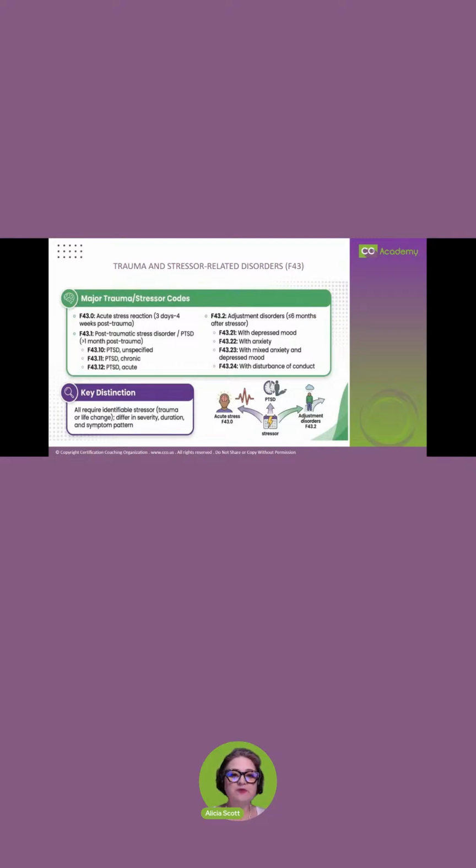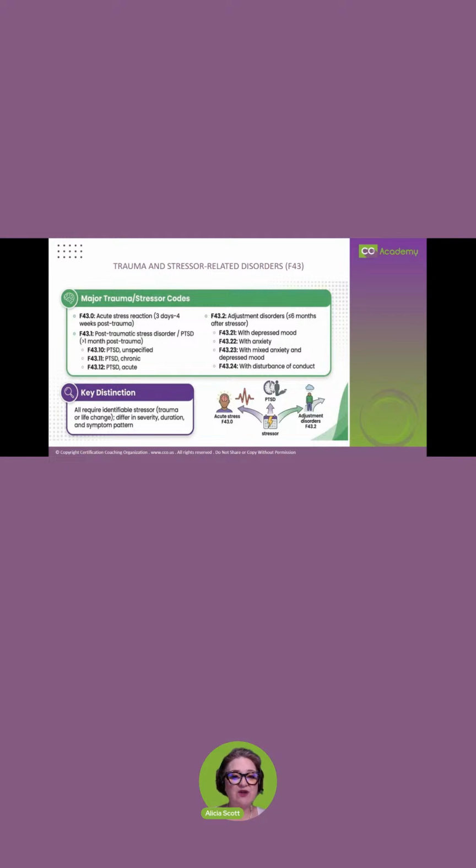Okay, here are the major codes. We have F43.0, which is acute stress reaction. That's 3 days to 4 weeks post-trauma. Then you have F43.1, which is PTSD, post-traumatic stress disorder. And that's more than 1 month post-trauma. We've got F43.10, which is PTSD unspecified. F43.11 is PTSD chronic. And then F43.12, which is PTSD acute.